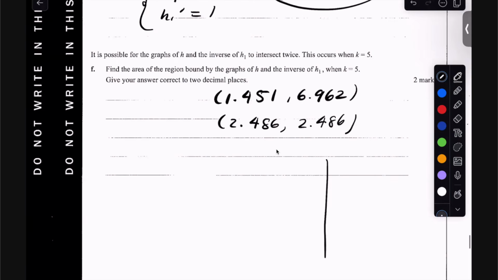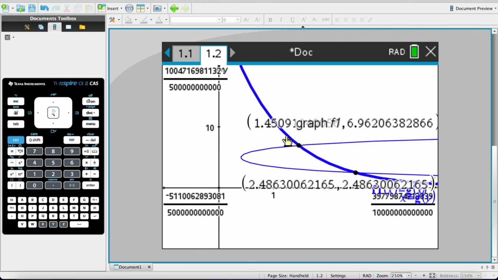So what we had was this, and then something like that. Now I'm going to draw it on a different axis. What you can do is just imagine that you've taken this and inversed it, basically, so to look something like that. 1 and 6. So initially this was the 1.451, 6.962, and this is the 2.486, 2.486.